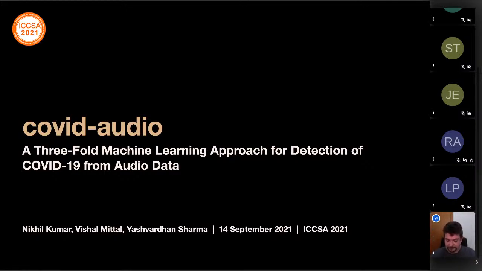Hello everyone. I'm Nikhil Kumar, and I'm a student at BITS Pilani from India. My team and I, Vishal Mittal and Dr. Yashwardhan Sharma, worked on, as the title says, machine learning models to predict COVID-19 from audio data, basically a binary classification task.